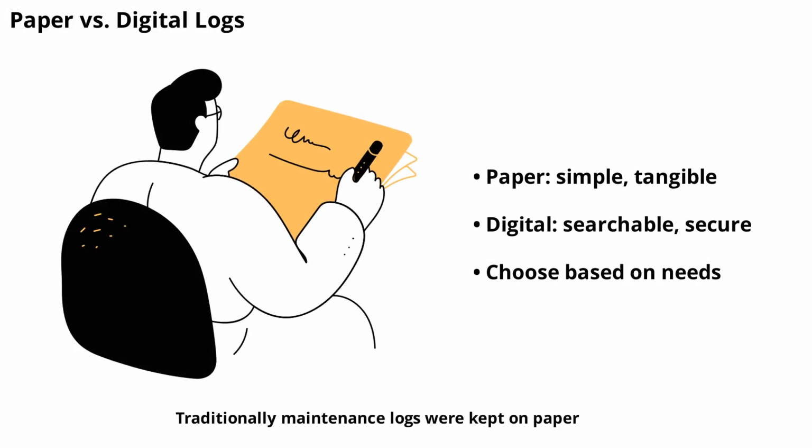Traditionally, maintenance logs were kept on paper, often in binders or notebooks. While this method is simple and accessible, it can be prone to loss, damage, or illegibility. Digital logs, on the other hand, offer advantages like easy searching, backup, and integration with other systems. Many organizations are now transitioning to digital solutions for improved efficiency and reliability. Consider your team's needs and resources when choosing between paper and digital logs.